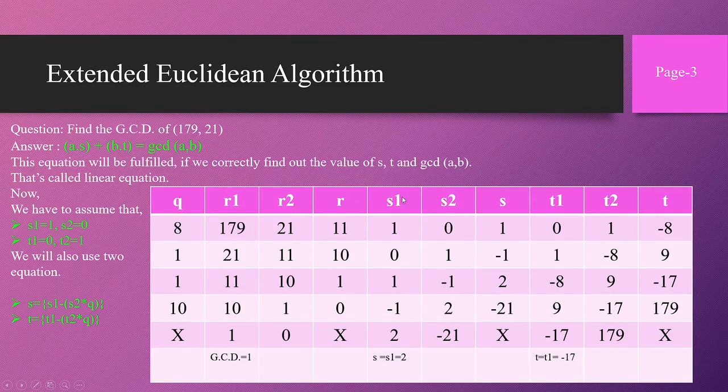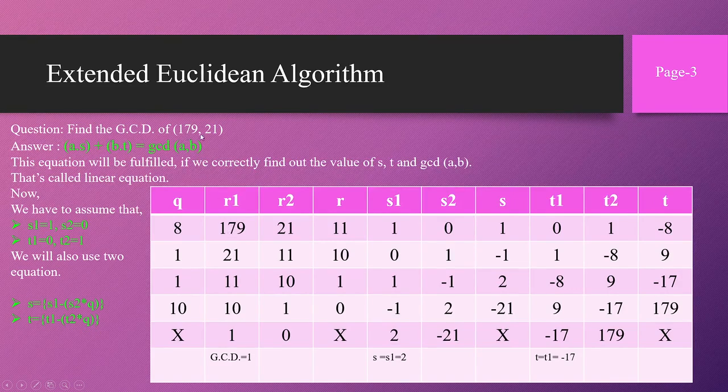So in the first column, Q is the quotient, R1 is the divisible, R2 is the divisor, and R is the remainder. Here S1 is equal to 1, S2 is equal to 0, and we will find the value of S using the first equation. Then T1 is equal to 0, T2 is equal to 1. We assume that. Then we will find the value of T using the second equation, T is equal to T1 minus T2 into Q.